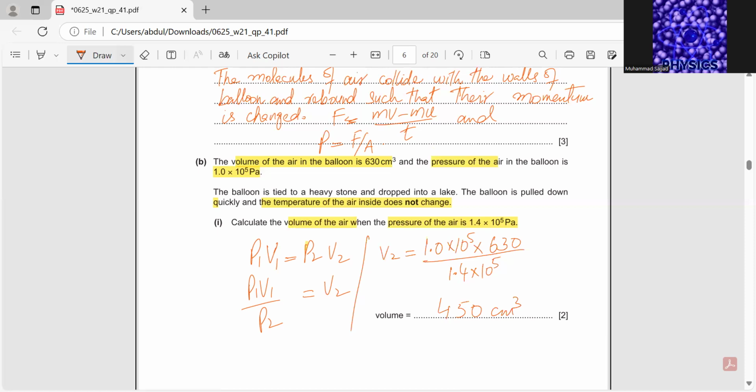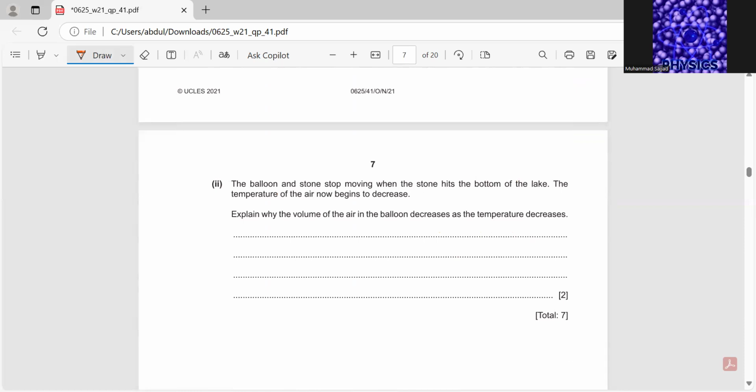If I'm not wrong, on calculation, we are getting the volume equal to 450 centimeter cube. Now the balloon and stone stop moving when the stone hits the bottom of the lake. Of course, they cannot move further down. The temperature of the air now begins to decrease. Very important point to answer this question.